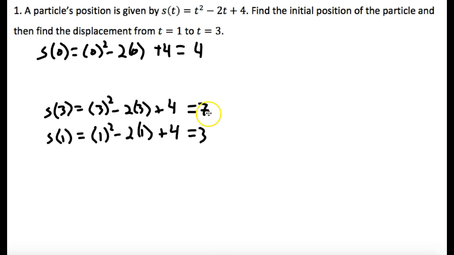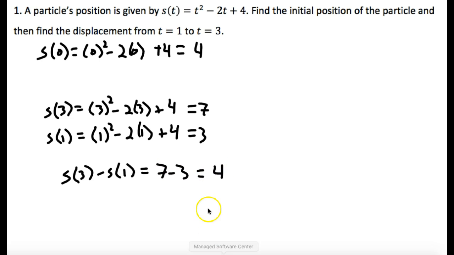So I ended at a position of 7. I started at a position of 3 if I'm looking at just from 1 to 3. So my displacement, I just take s of 3 minus s of 1, and that will get me a displacement of 4 units. Okay, now that's not necessarily total distance traveled. Okay, what displacement is saying is I'm 4 units away from where I started.